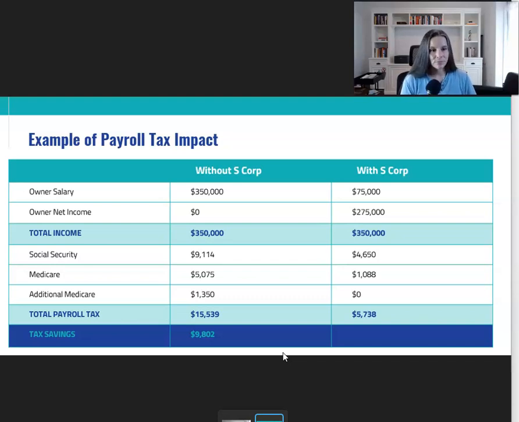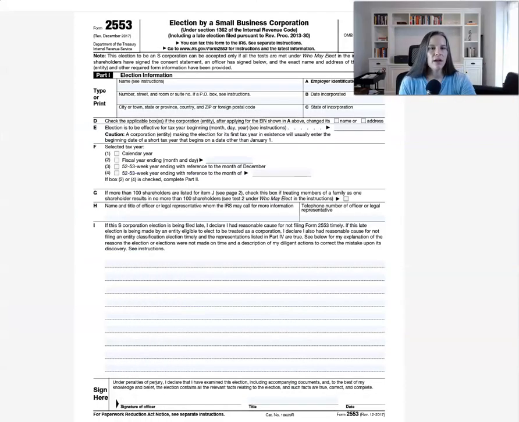Lastly, I mentioned this before, you have to affirmatively elect to be an S corporation. So how do you do that? You do that by filing a form with the IRS. And this is the form that you have to file. It's called a Form 2553, Election by a Small Business Corporation. I'll link to that in the comments below so you can access the IRS's form that you can file. So this is the form.